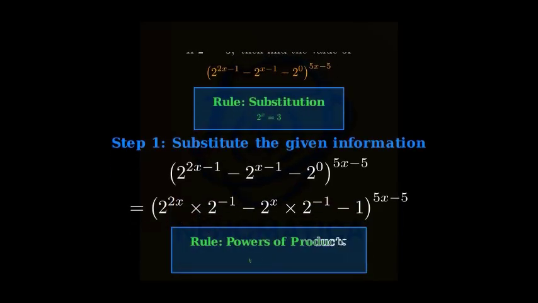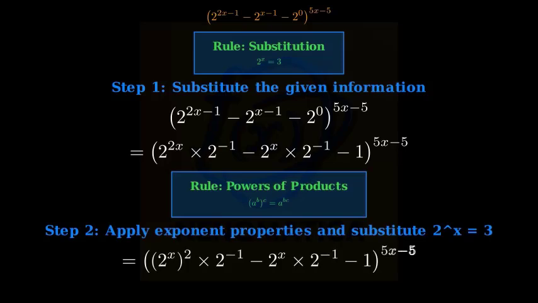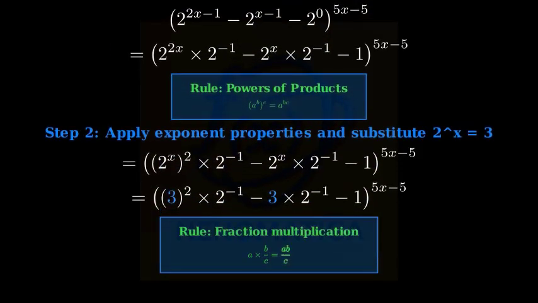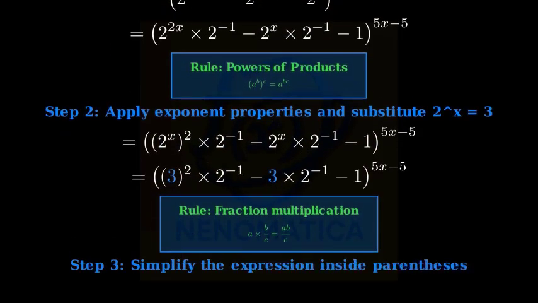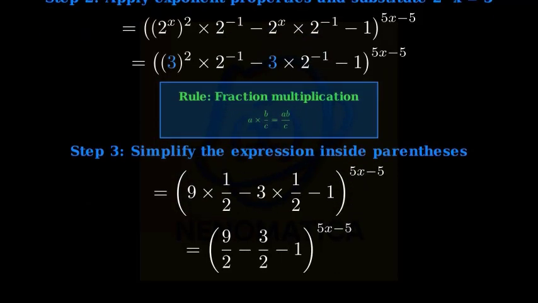In step 2, let's apply the exponent properties. We can write 2^(2x) as (2^x) squared. Similarly, we can write 2^(-1) as 1/2. This gives us 3 squared times 1/2 minus 3 times 1/2 minus 1. In step 3, let's simplify the expression inside the parentheses. We have 9 times 1/2 minus 3 times 1/2 minus 1. Simplifying this, we get 9/2 minus 3/2 minus 1.